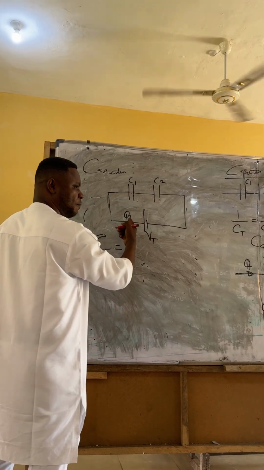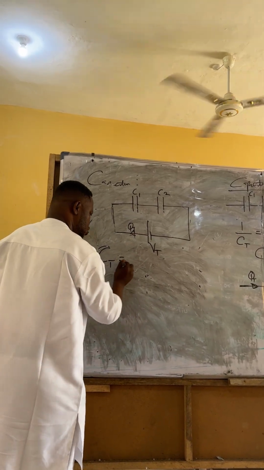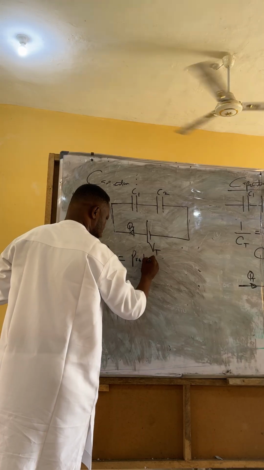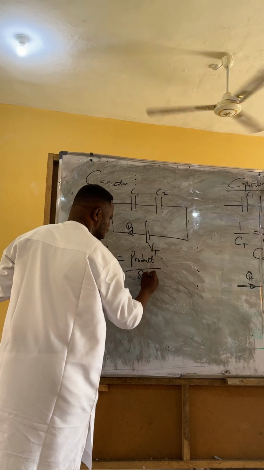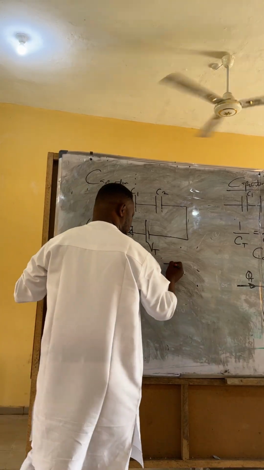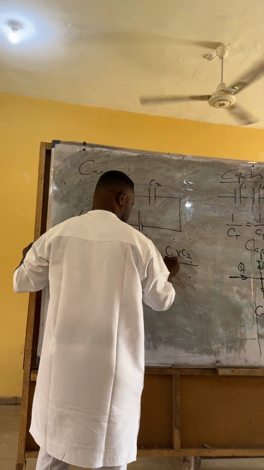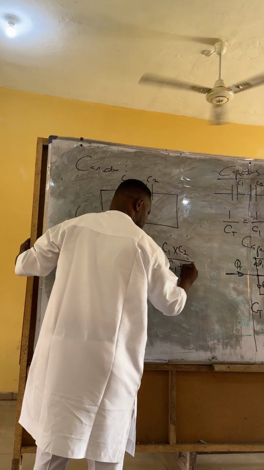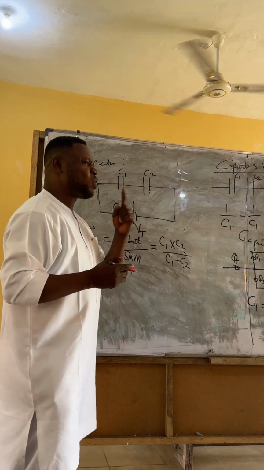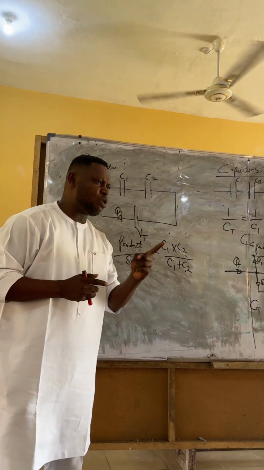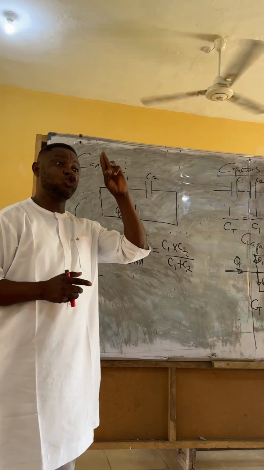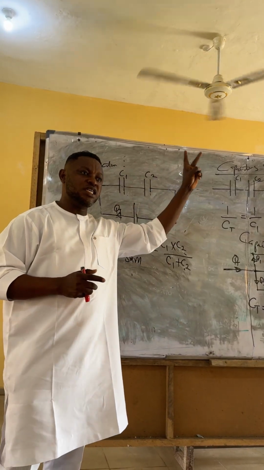So now, whenever you have two capacitors like this in series, to find C total, instead of saying 1 over C1 plus 1 over C2, you just use products all over sum. What do I mean by that? Product means C1 times C2. Sum means C1 plus C2. This is only possible when the capacitors are only two, and in series.